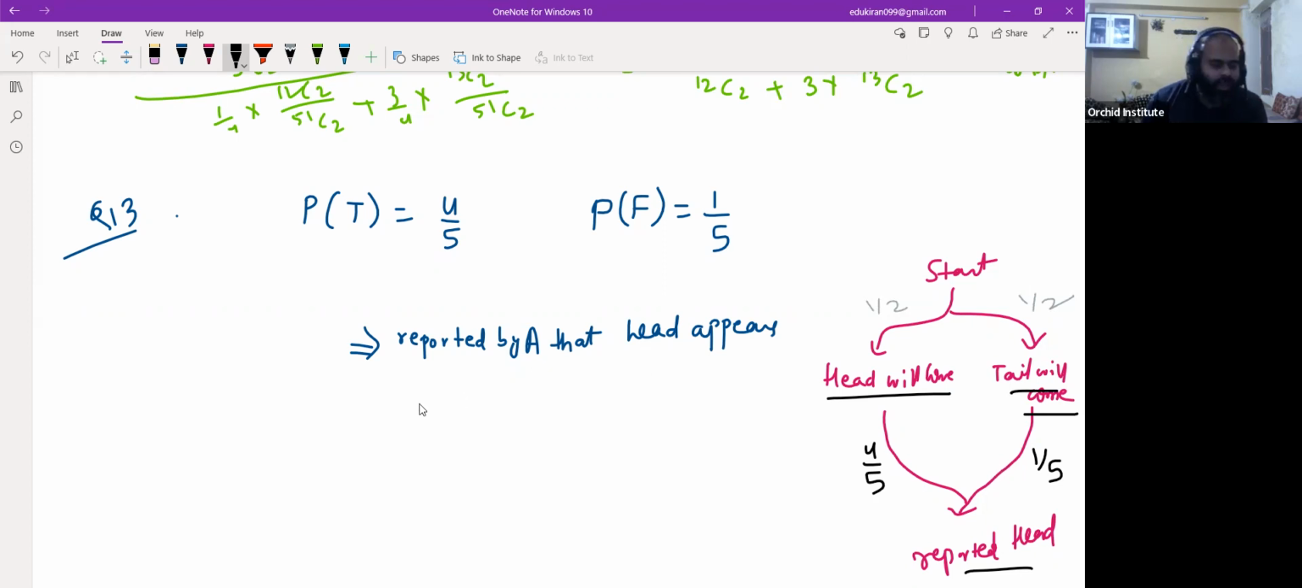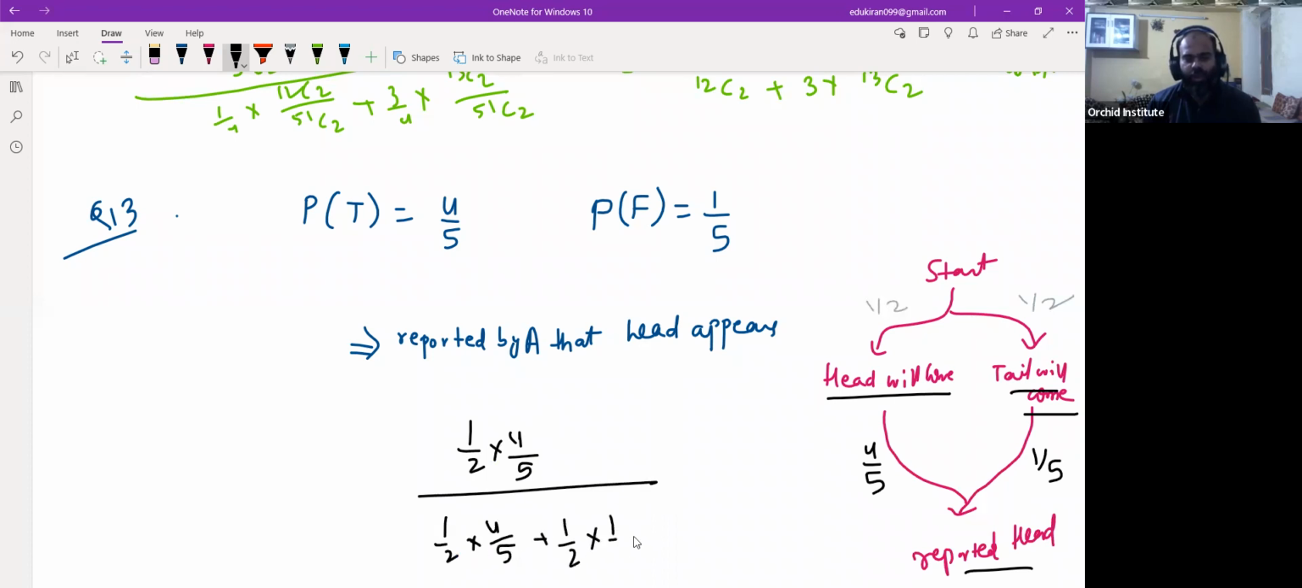Now it is being asked, what is the probability that actually it is head? So you will take this branch, half into 4 by 5, upon half into 4 by 5 plus half into 1 by 5, another branch. So it will become 4 by 5 into 10 will cancel and you'll get 4 by 5 as your answer.